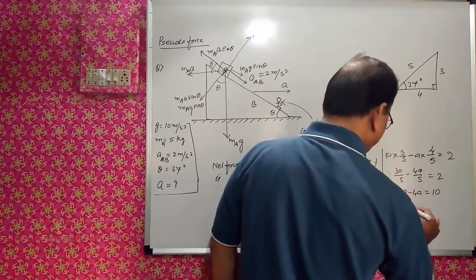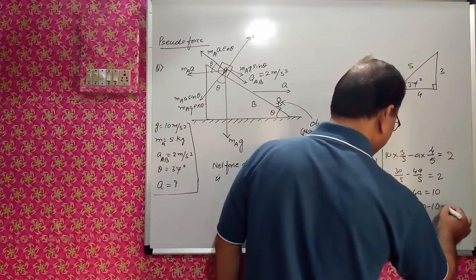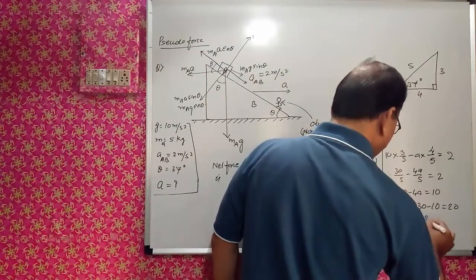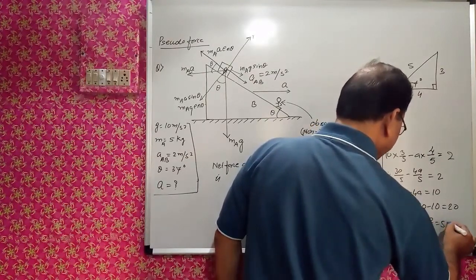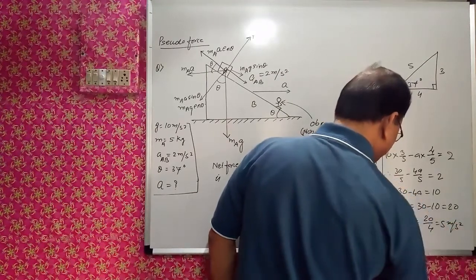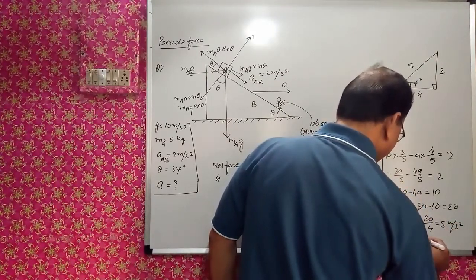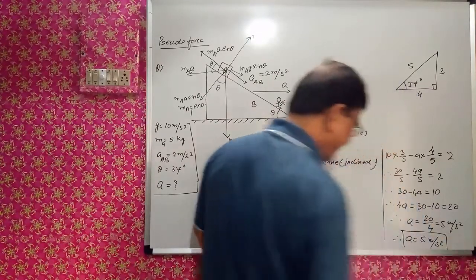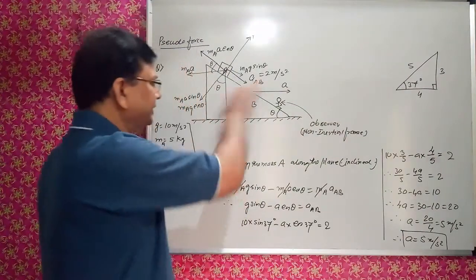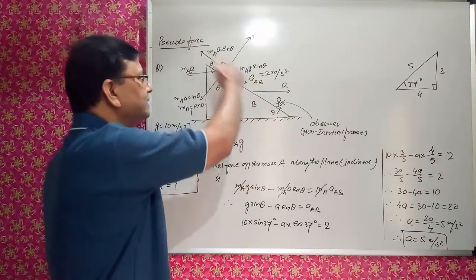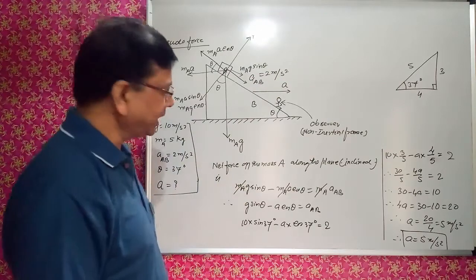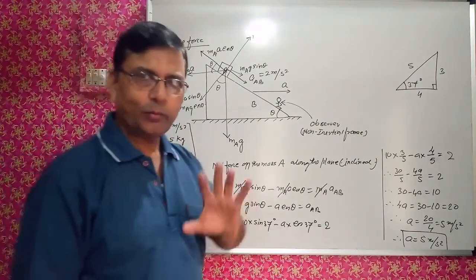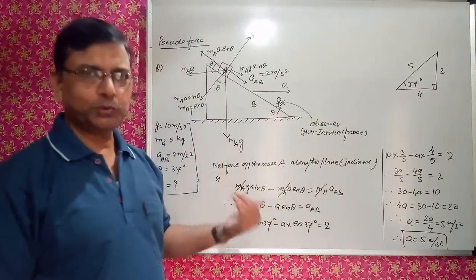Therefore 4A is equal to 30 minus 10, that is 20. Therefore A is equal to 20 by 4, that is 5 meters per second square. This should be the acceleration. A is equal to 5 meters per second square. This should be the acceleration of this wedge, so that it will be moving with acceleration 2 meters per second square along this plane. This is also one kind of problem pertaining to pseudo force.